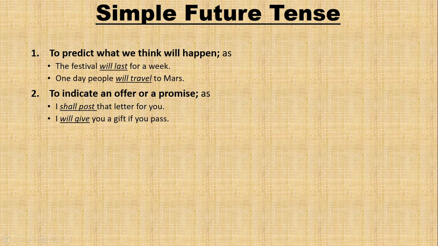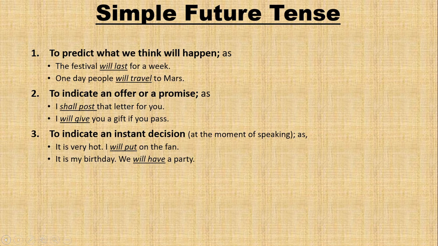The next subtopic is to indicate an offer or a promise. Let's look at the examples. I shall post that letter for you. And the next one is, I will give you a gift if you pass. So these are offers and promises that I made under simple future tense.